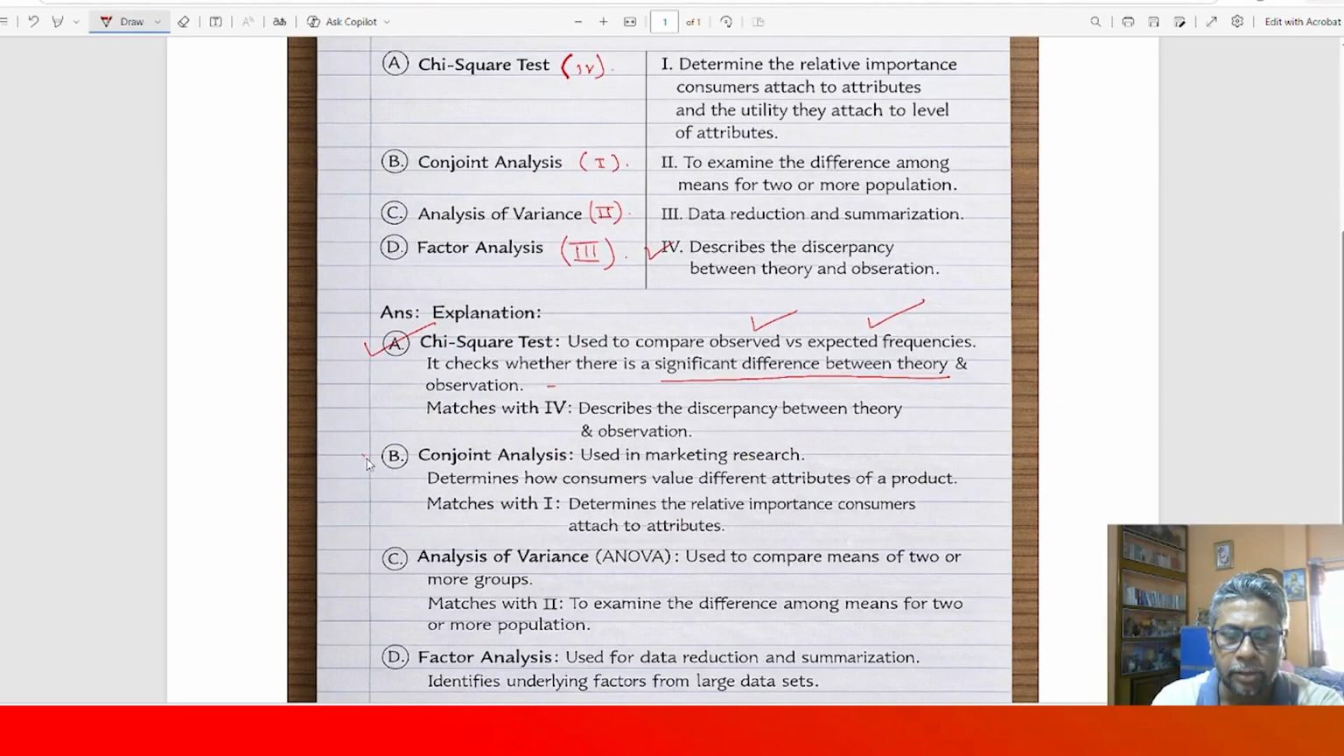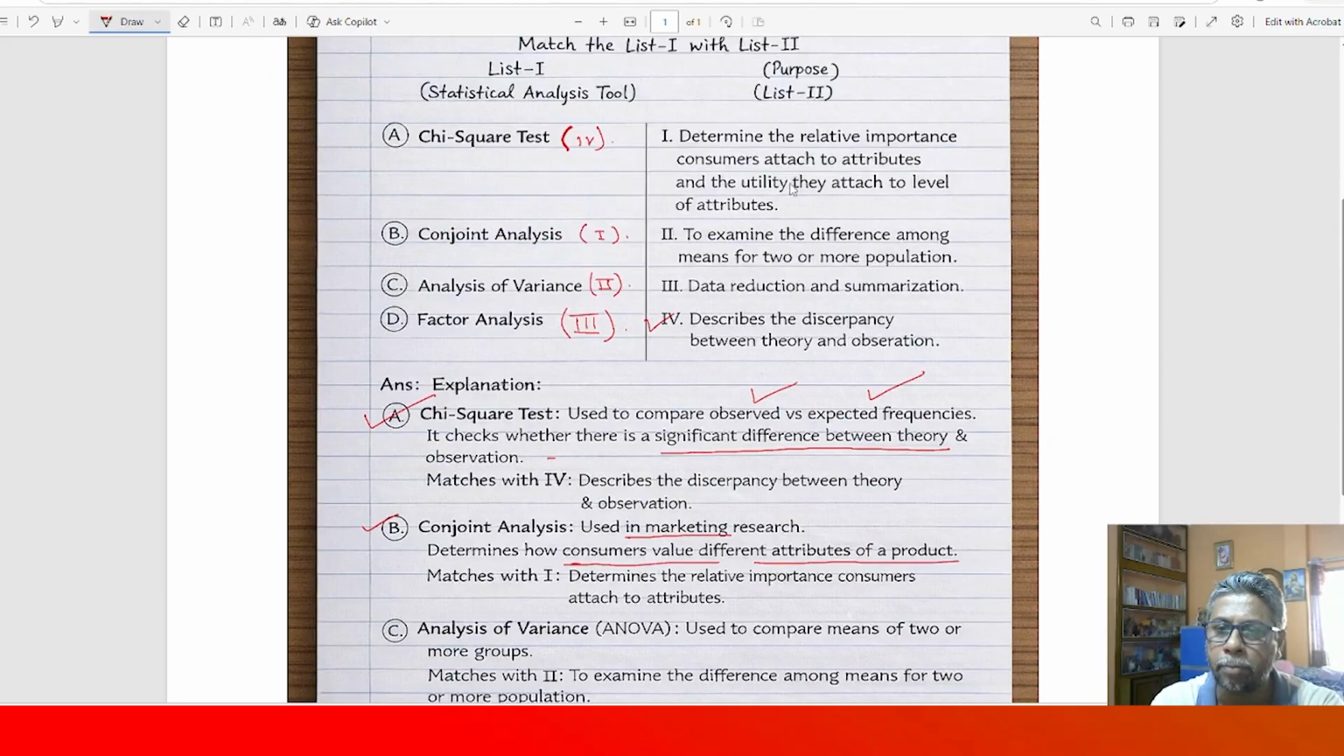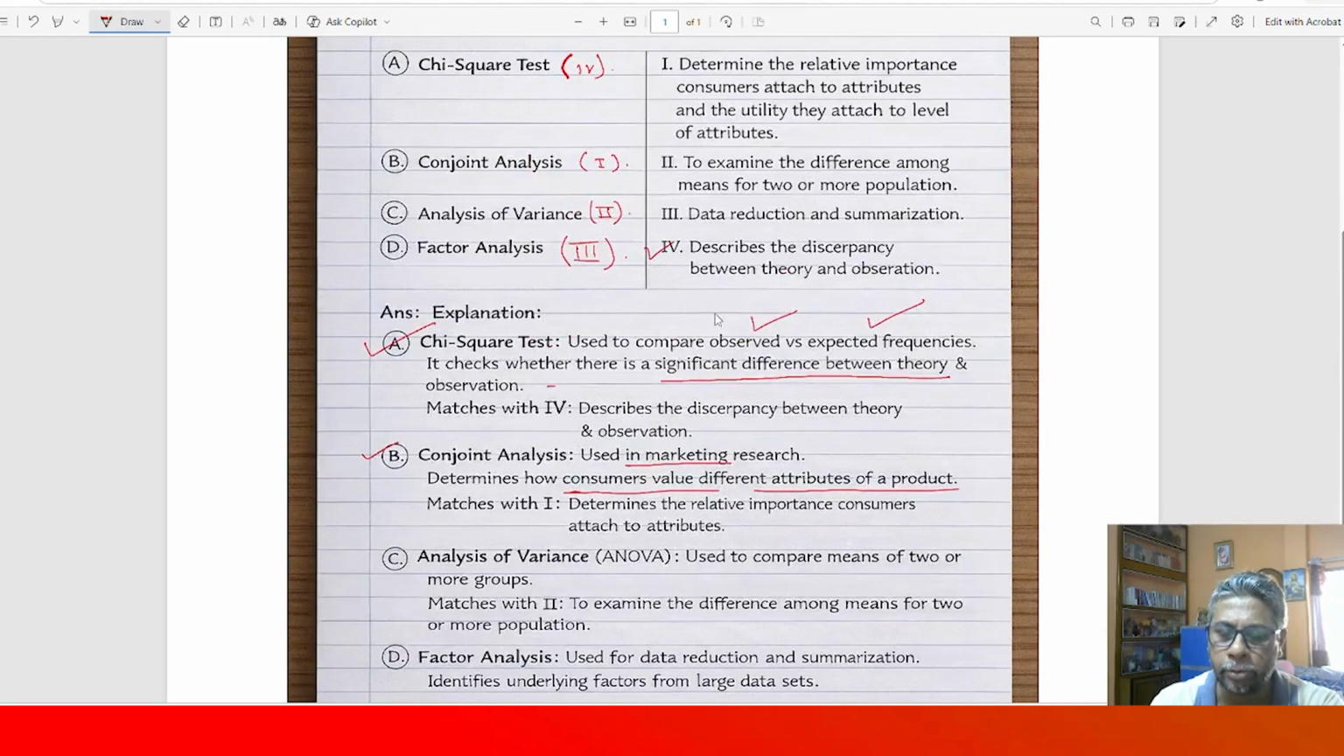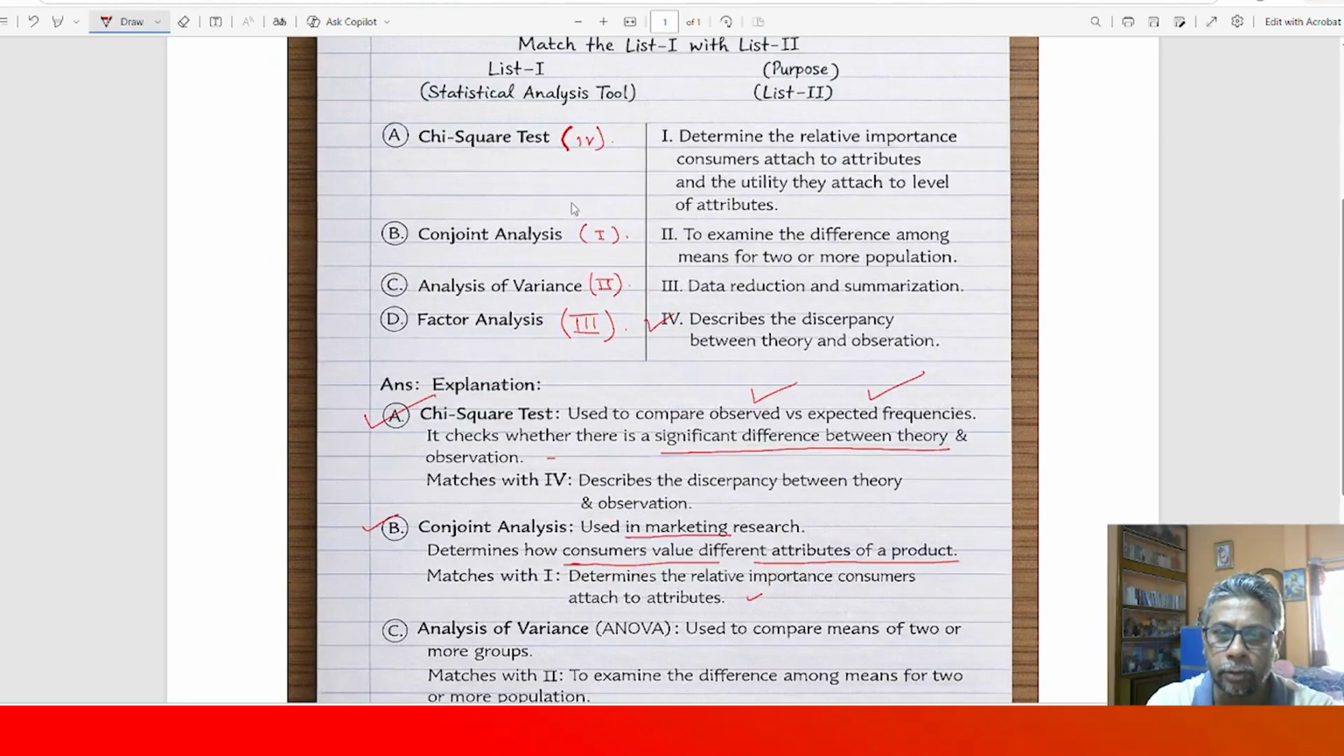So match 4, describe the discrepancy between theory and observation. Correct. Next, conjoint analysis is used in marketing research to determine how consumers value different attributes of a product. So match 1, determine the relative importance consumers attach to attributes. Conjoint analysis should be matched with 1.